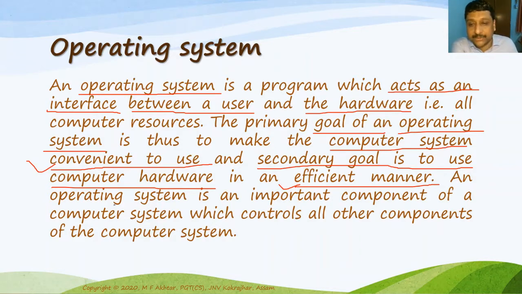And also, an operating system is an important component of a computer system which controls all other components of the computer system. What is the purpose? It controls all other components of the computer system. This is the operating system which controls all the other parts of the computer. Even the hardware part of the computer is controlled by this operating system.